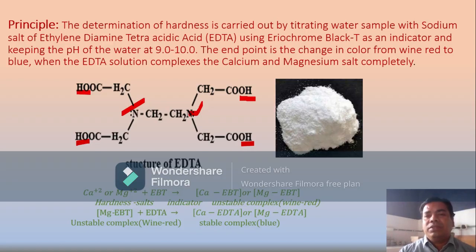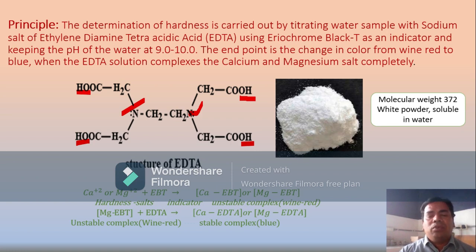The molecular weight is 372.14, but here I have taken 372. So this is the principle involved in the determination of total hardness of water by using the EDTA method.